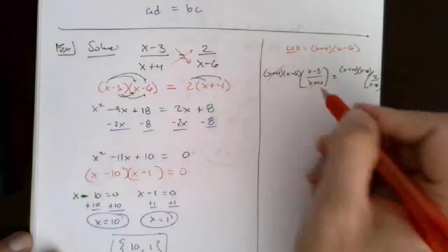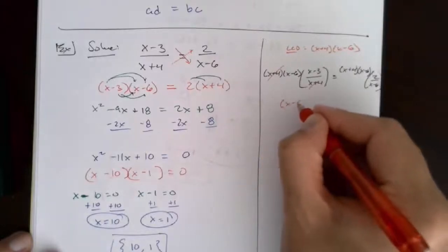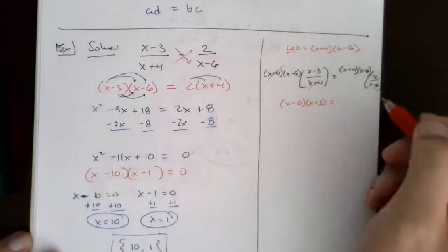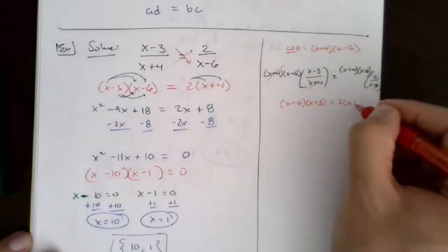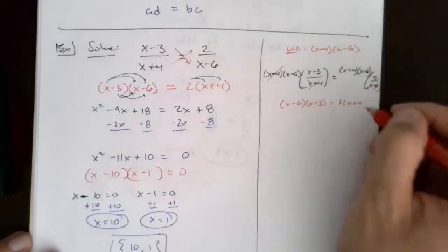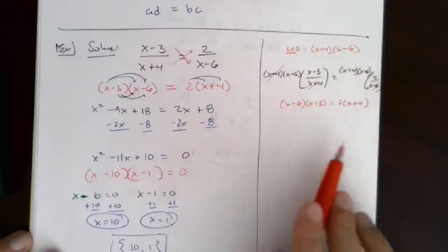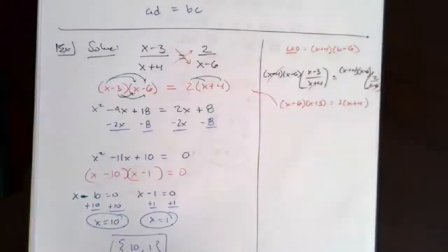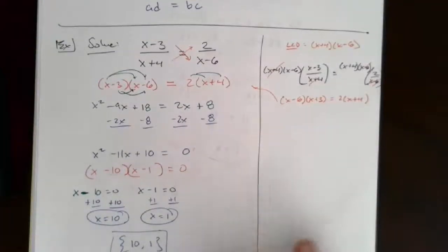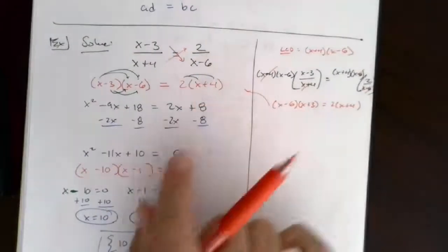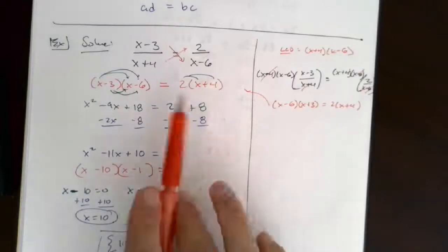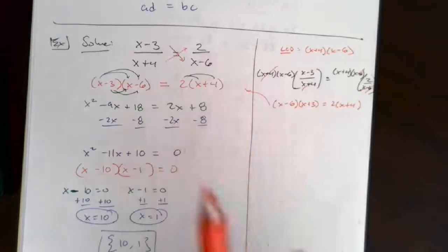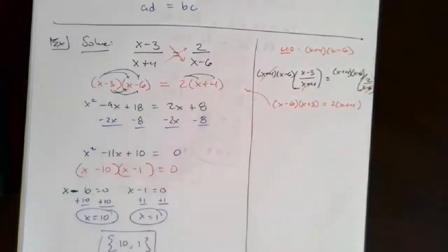Well, the x plus 4's would cancel here, and you'd get x minus 6 times x plus 3. Here on this side, the x minus 6 is canceled. You're left with 2 times x plus 4. And so you're in the exact same spot as we were right here. So you don't have to cross multiply. You could always just multiply by the LCD like we always have, and you'll get to the same place. Cross multiplying just gives you a quick way to solve if you have a fraction equal to a fraction, so you don't have to find the LCD. But it only works if it's a fraction equal to a fraction.